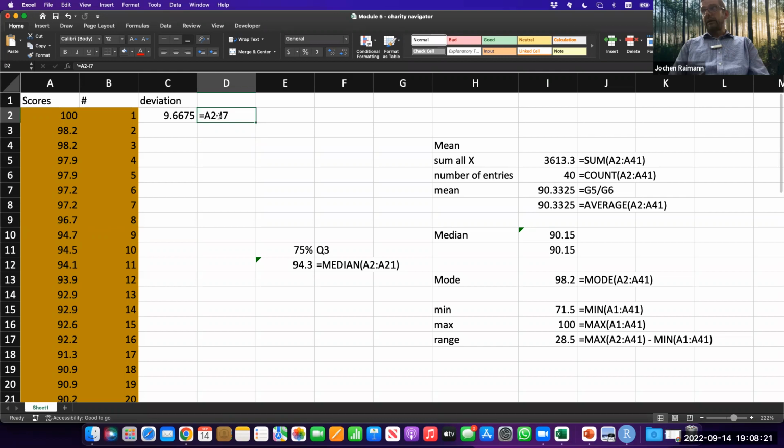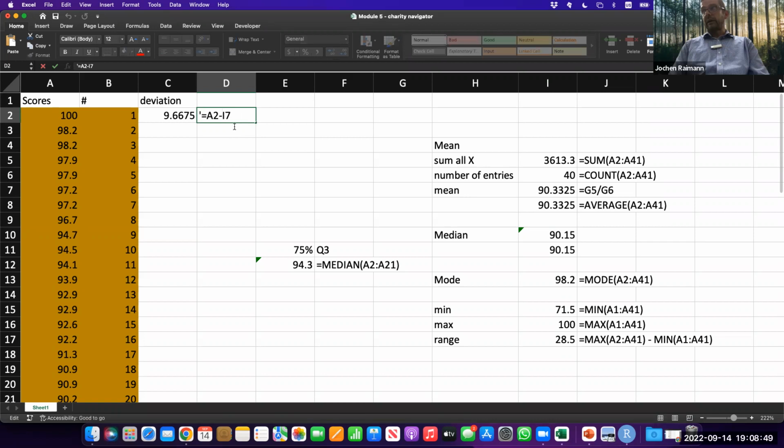That is impossible. Did you calculate A2, 100 minus your mean, minus that cell? Does that resolve the problem? Good. So we need to modify this formula a little bit. So we have now A2 minus I7.